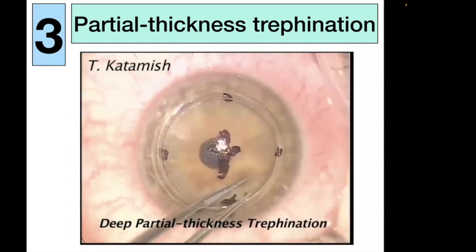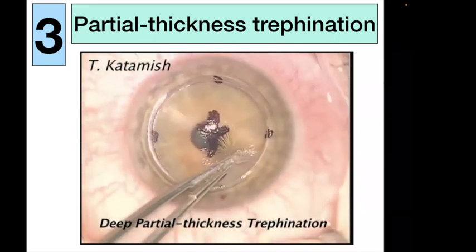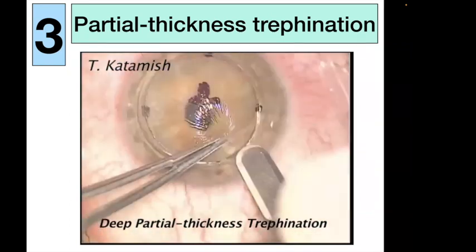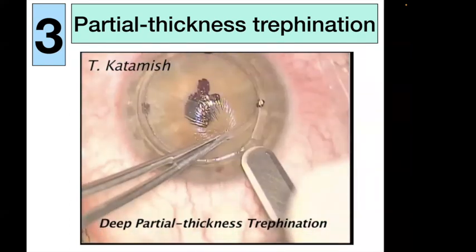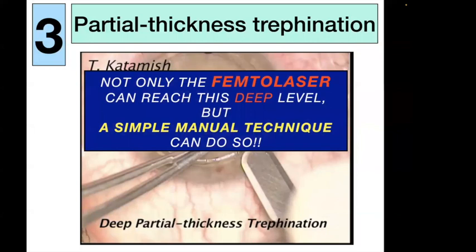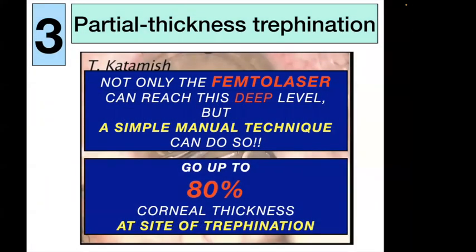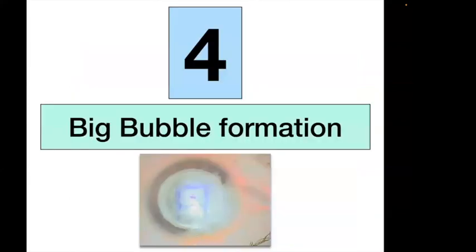It looks like a very deep trephination, and this is a very important step in achieving the big bubble. Not only the femto laser can reach this deep level, but a simple manual technique can do so. Go up to 80% of the corneal thickness at the site of trephination.